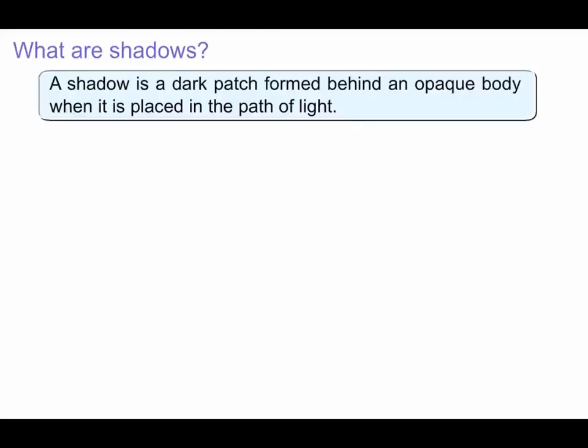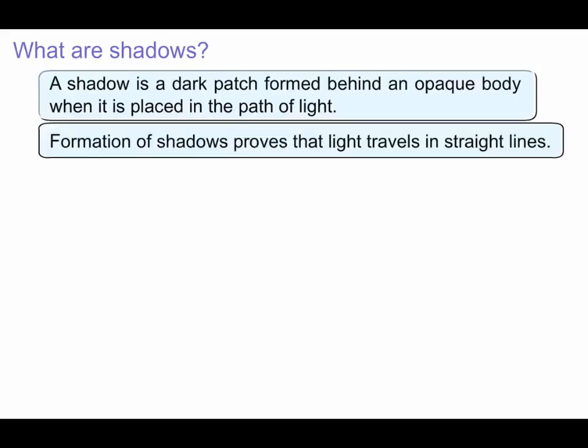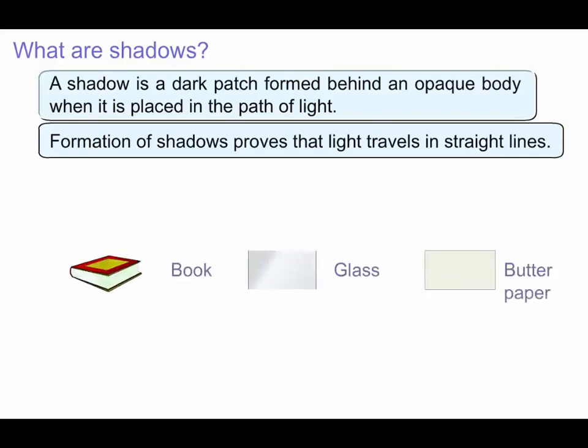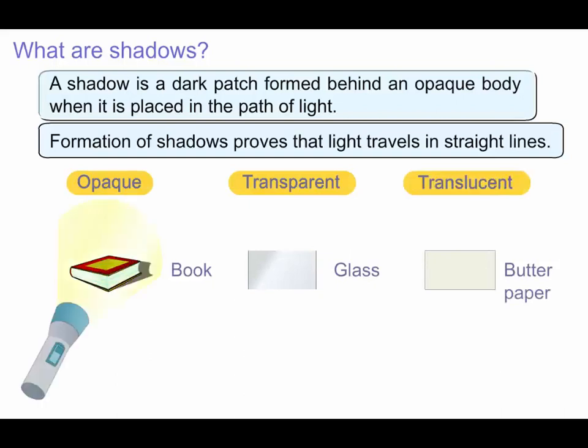A shadow is a dark patch formed behind an opaque body when it is placed in the path of light. Formation of shadows proves that light travels in straight lines. All objects do not block light. Observe the shadow formed by opaque, transparent, and translucent objects. The opaque objects like book, wood, etc. block the light completely and a shadow is formed.